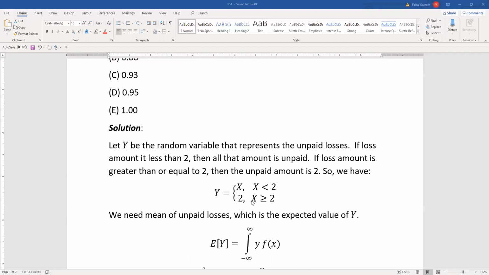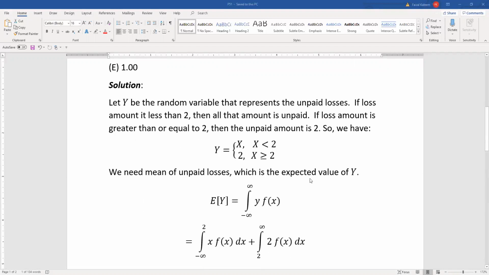So we need the mean of the unpaid losses, which is the expected value of the unpaid losses. So it'd be the expected value of Y. I've written it as the integral of y against f of x. Normally, the expected value of any variable is the integral of that variable against its own PDF. But since here we'll eventually change the Y into an X, the expected value of Y will be integrated against the PDF of X.